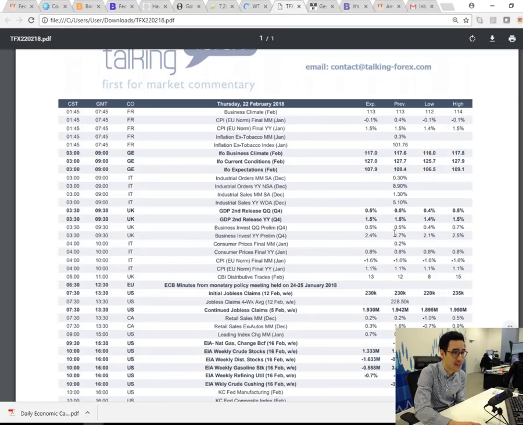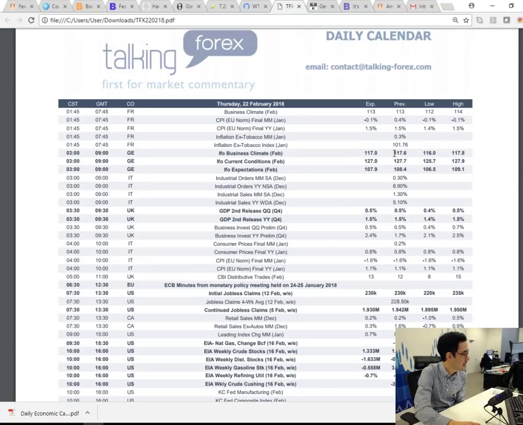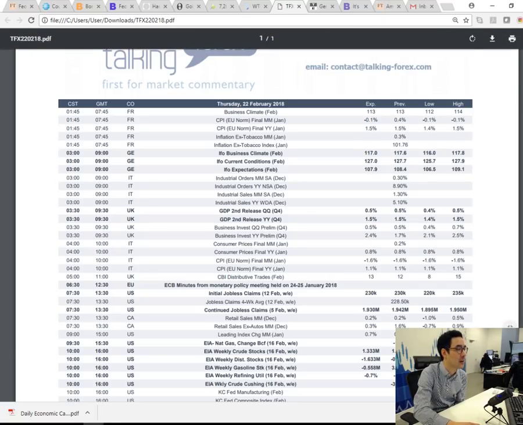Quick look at the day ahead. You do have German IFO coming up, so I'll try and wrap things up quickly. Overall, in summary though, I wouldn't be expecting too much from IFO. We had the ZEW number yesterday, was a touch higher than expected, no real move in that regard.